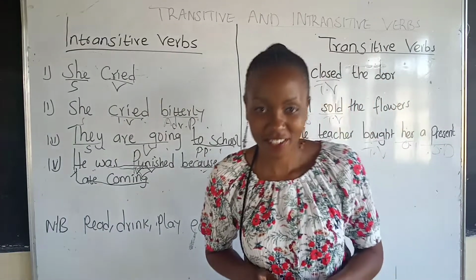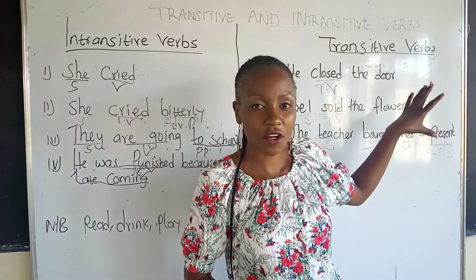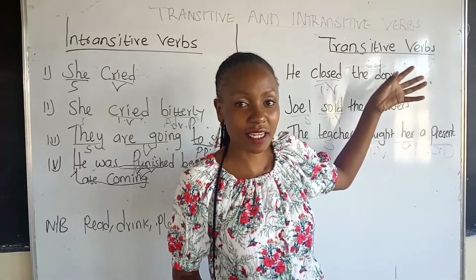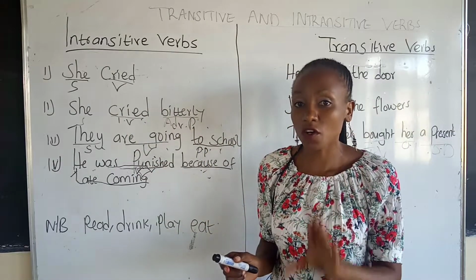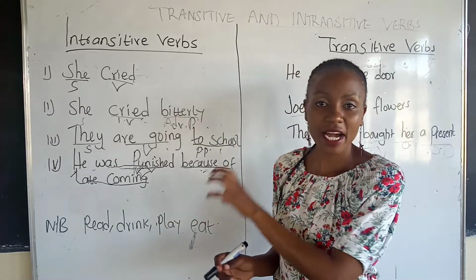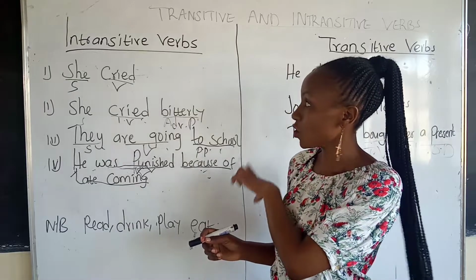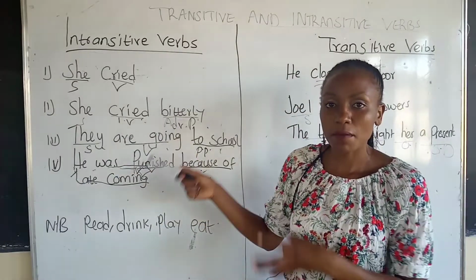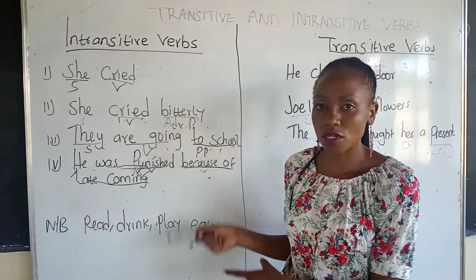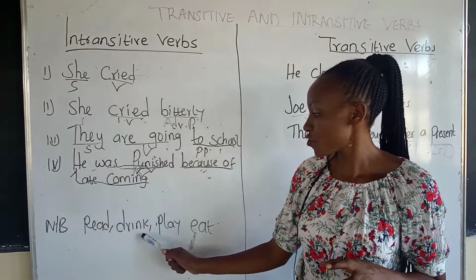So what is the difference? The transitive verbs have an object, be it direct or indirect, and the intransitive verbs don't have an object, or they are not followed by an object. Intransitive verbs are not followed by an object. The structure is subject, verb, and then perhaps a preposition phrase, and so on.